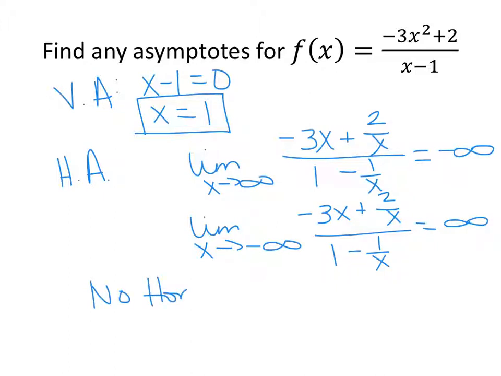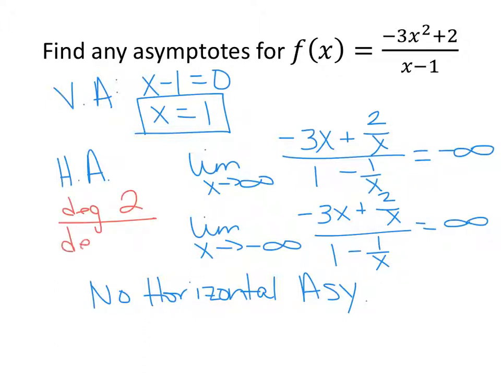Now we also can figure that out using those shortcut tricks, because we know that the degree of the numerator is degree 2, the denominator is degree 1. Since 2 is greater than 1, that tells me there is no horizontal asymptote. So that's just a shorter way to help us figure that out.